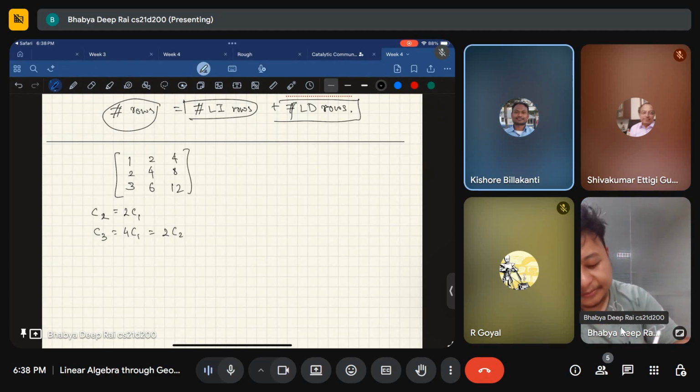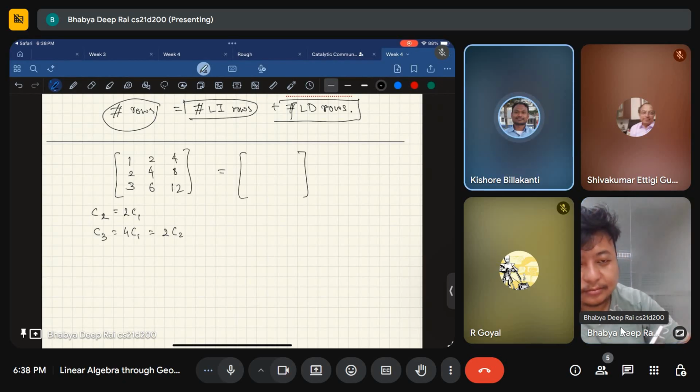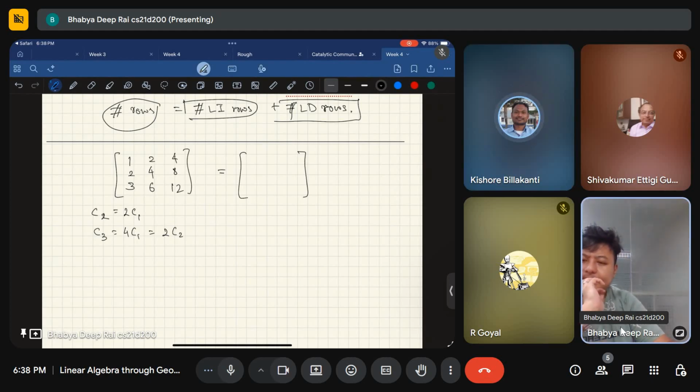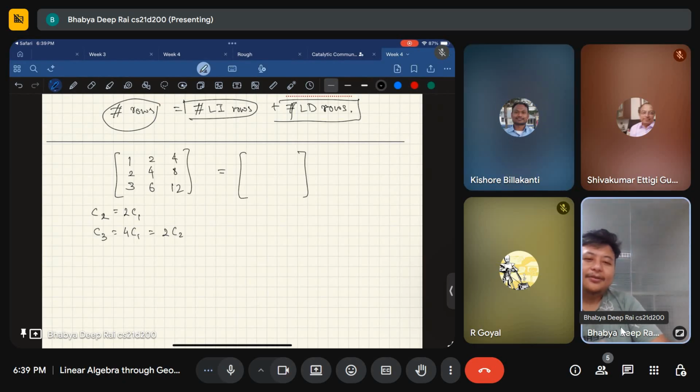Now, by the way, Gaussian elimination you can apply on the columns also. Let's say I apply. Based on C3 = 4C1 = 2C2, can we say all three vectors are linearly dependent? Exactly. All three vectors are linearly dependent. Sorry, I forgot to mention that we can clearly see all three vectors are linearly dependent.